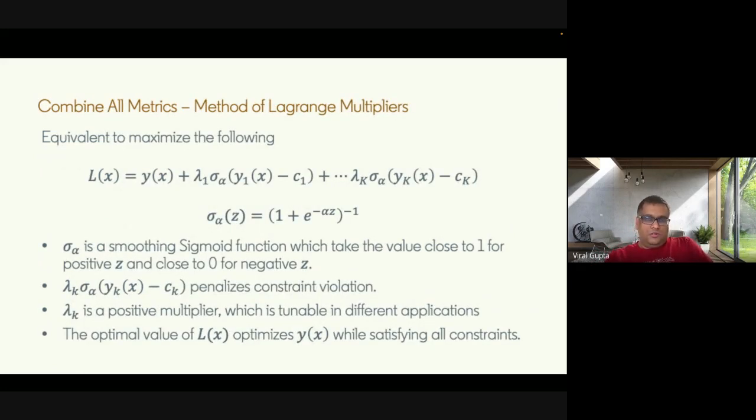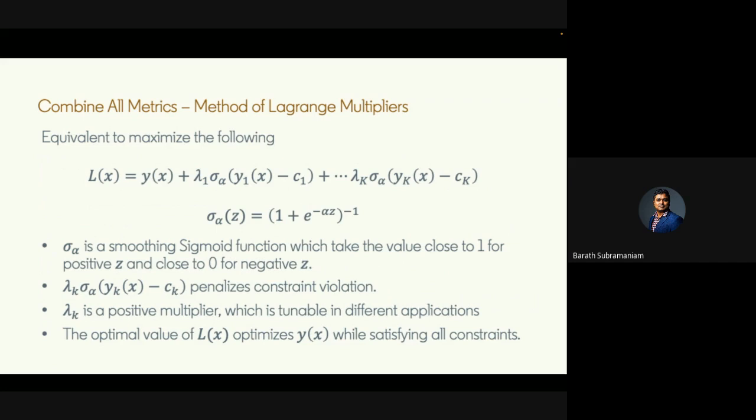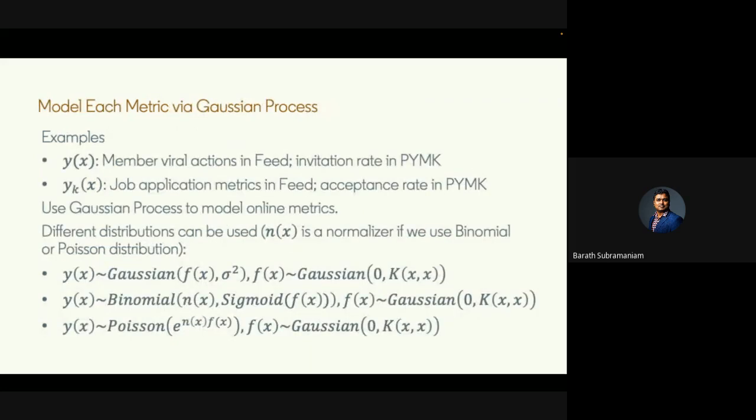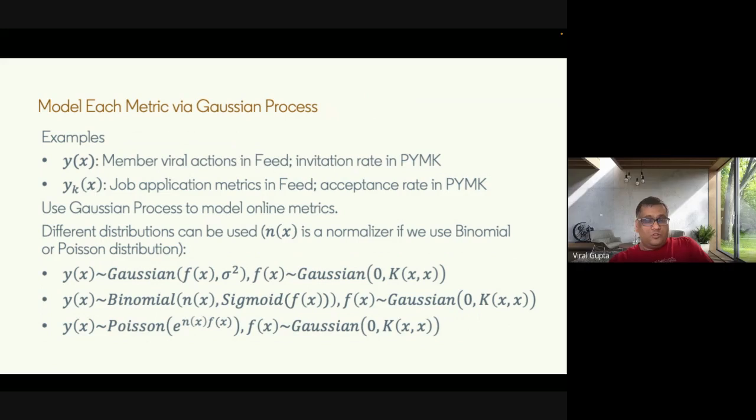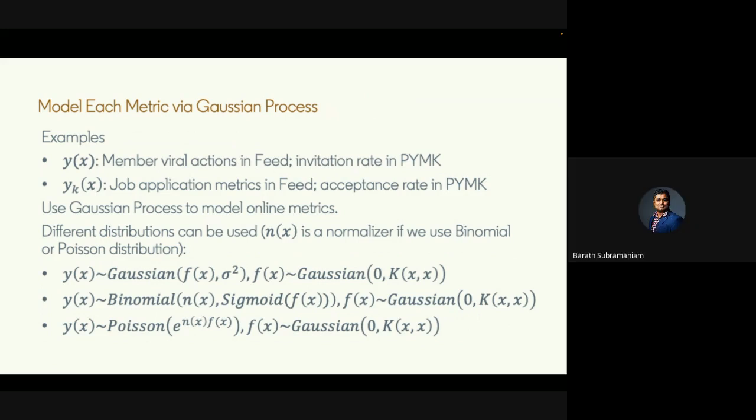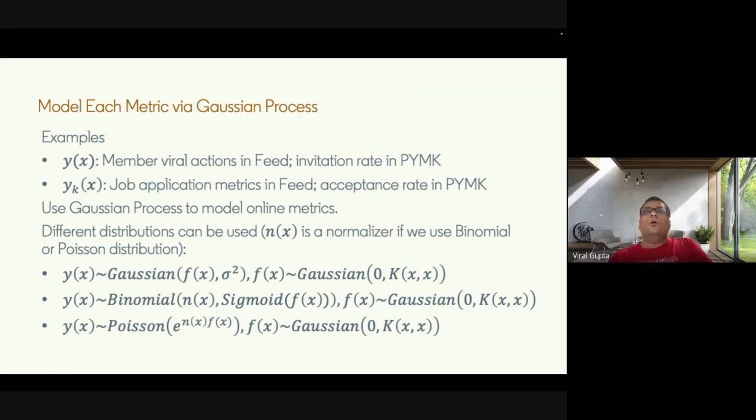Just a quick question. What is the PYMK in this slide? The invitation rate in PYMK, what does that denote? PYMK is a product called People You May Know. If you look at Meta, you can connect to someone, go and send a connection request. So that's the product PYMK, People You May Know. LinkedIn colleagues call it PYMK.